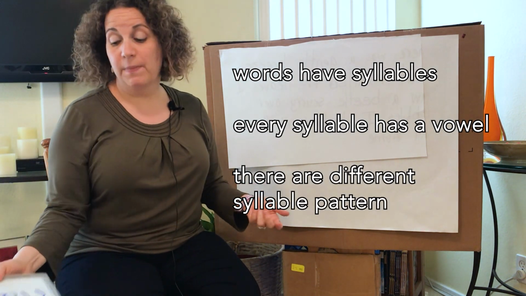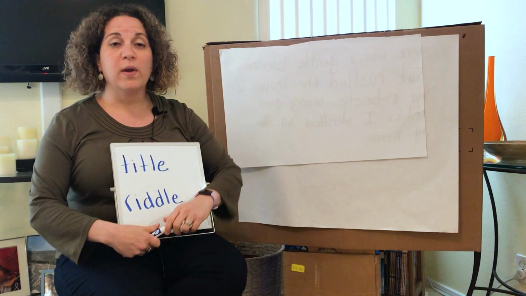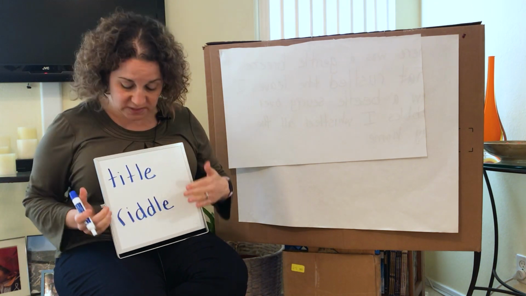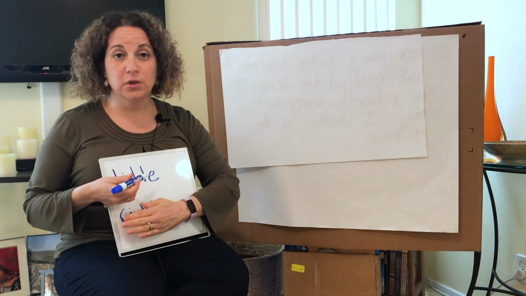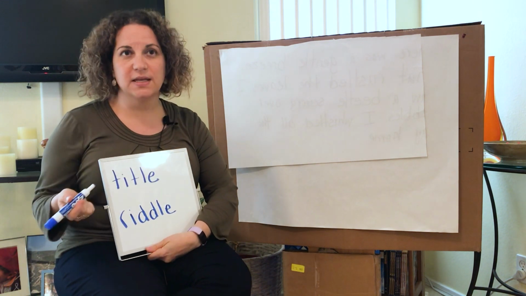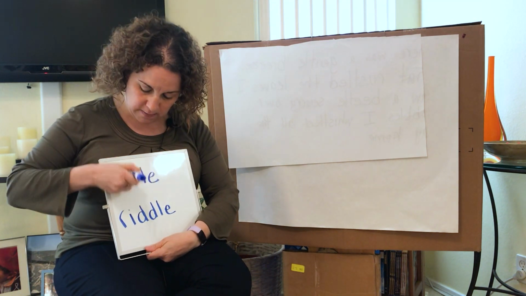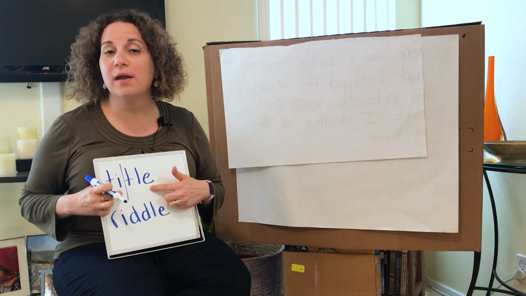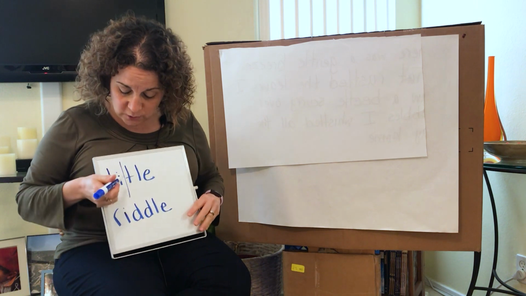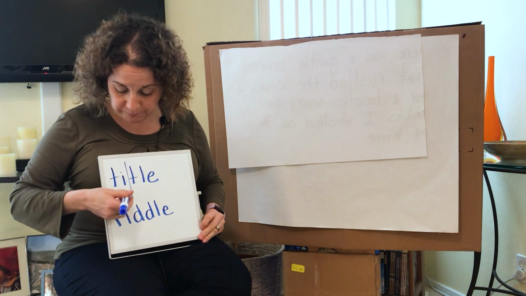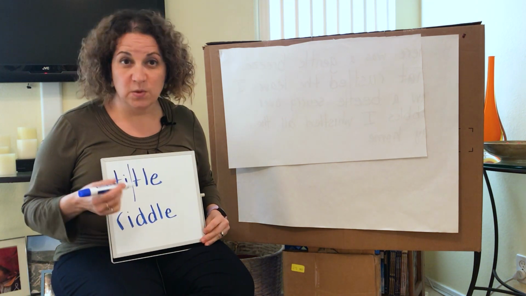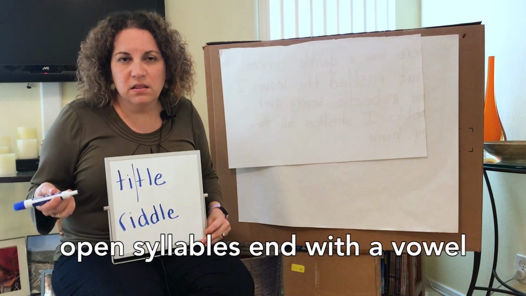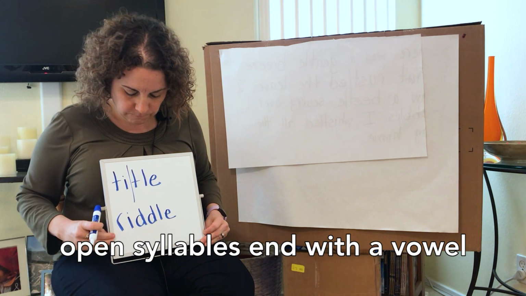So there's one syllable pattern that you might already know, where the syllable ends in a vowel and the sound that the vowel makes is long. We see that pattern in the word title. Let's take a look at the word title together. Let's break it. Title. So you might already notice that each syllable in the word has a vowel. And you might notice that the first syllable in the word has a pattern you know, and that's what we call that open syllable pattern. The syllable ends in a vowel and the sound the vowel makes is long.